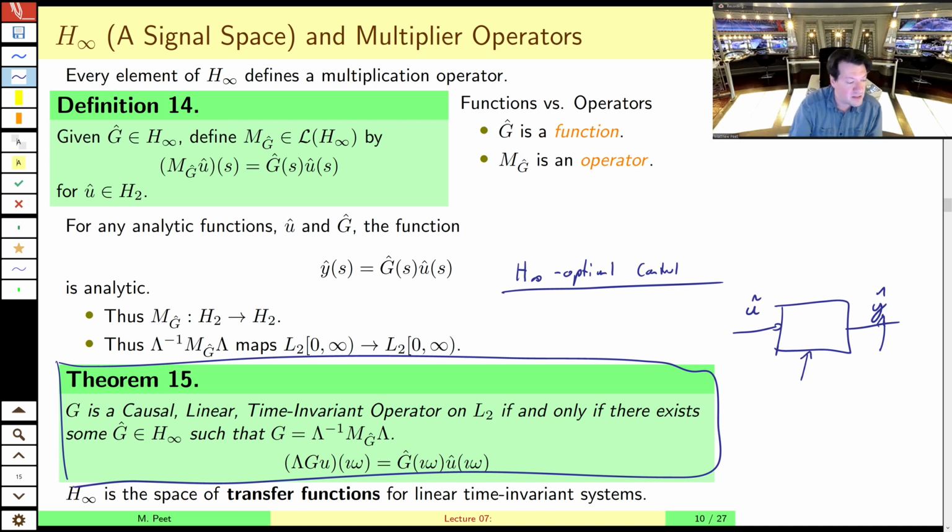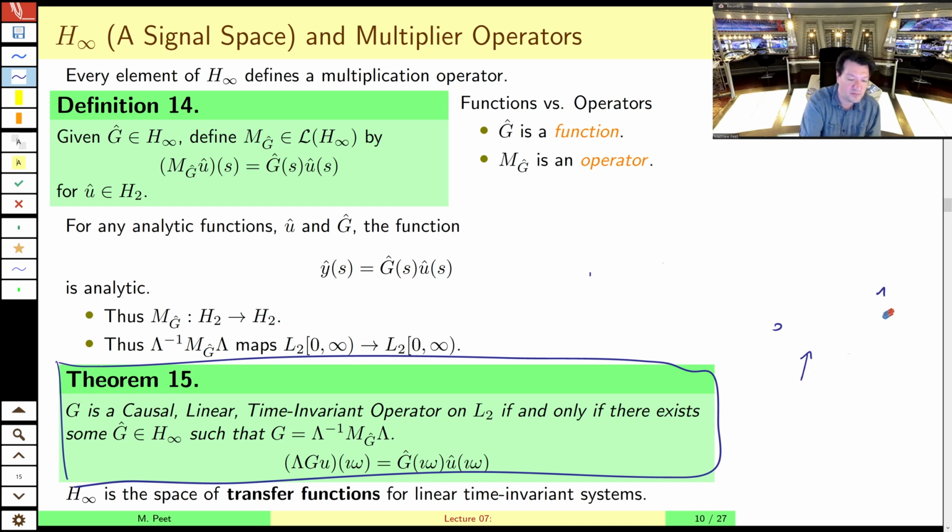But before I get into the existence of transfer functions, let me say that signals can be used to define systems in a certain limited sense. So let me delve into that. So that's this block here.